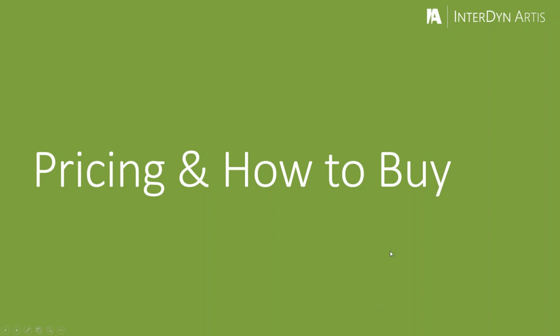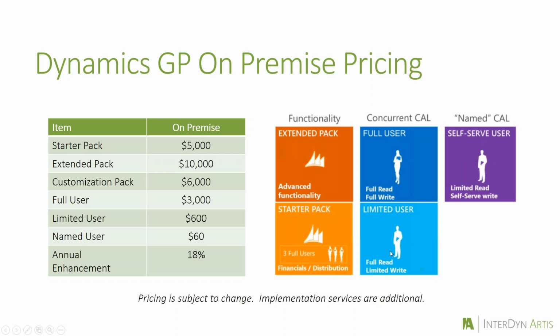So pricing and how to buy. First, let's talk about on-premise pricing. So Microsoft Dynamics GP, you can purchase it and install it on your own server, or it's available in a monthly, turnkey SaaS offering. There's 3 user types in Microsoft Dynamics GP. There's a full user, there's a limited user, and a self-serve user.